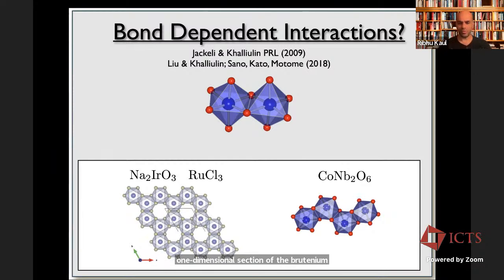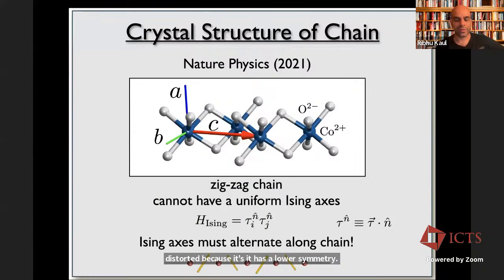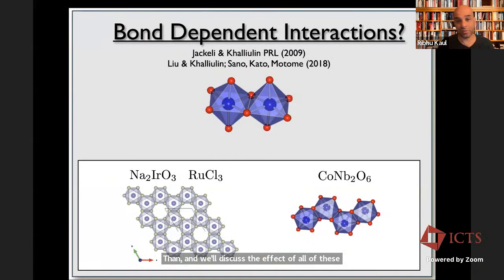Now, it turns out both in ruthenium chloride and cobalt niobate, the crystal structure is not perfect. In fact, in cobalt niobate, it's less perfect. It's quite distorted because it has lower symmetry than ruthenium chloride. And we'll discuss the effect of all of these things. Okay, so this was our inspiration. I would say it's an inspiration in the sense that we don't literally take what they do and try to derive some Kitaev model.